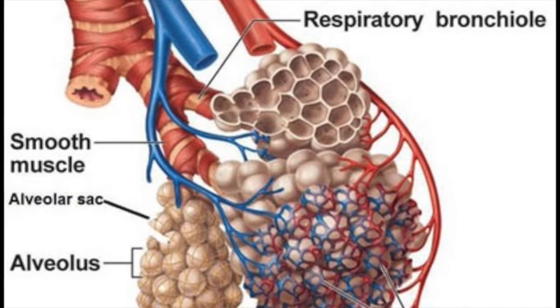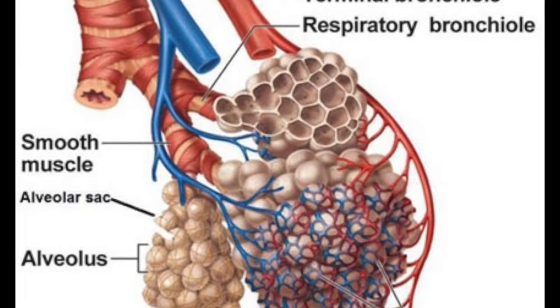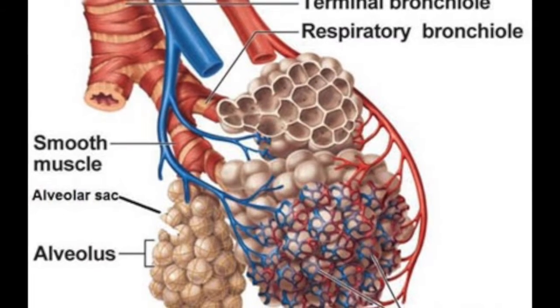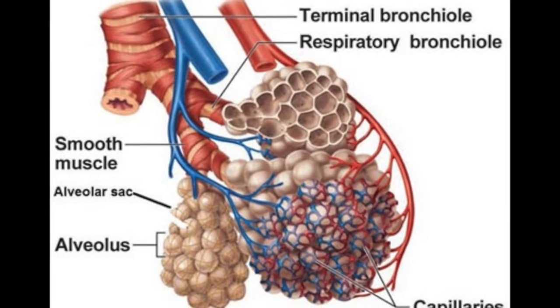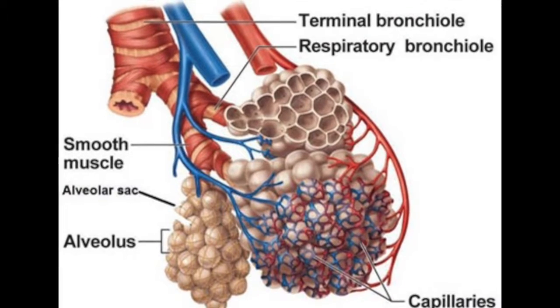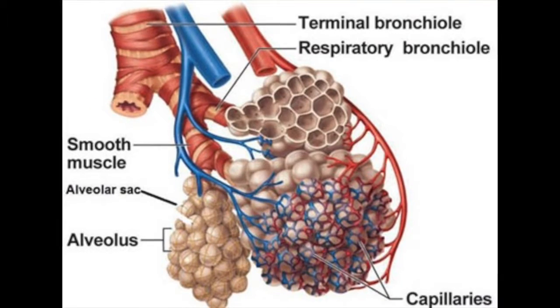Branches of the pulmonary arteries, shown in blue, transport oxygen-poor blood to the alveoli, where it will be reoxygenated, while branches of the pulmonary veins, shown in red, transport oxygen-rich blood from the alveoli back to the heart.